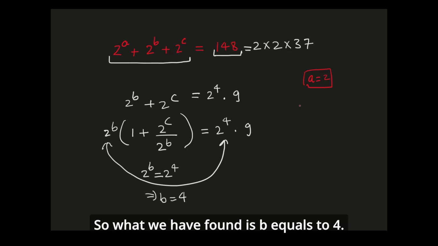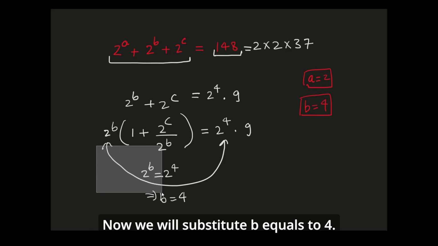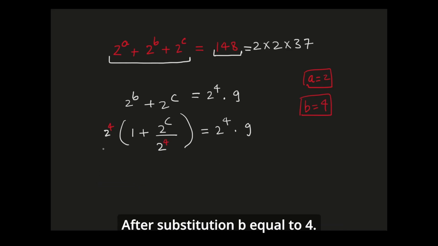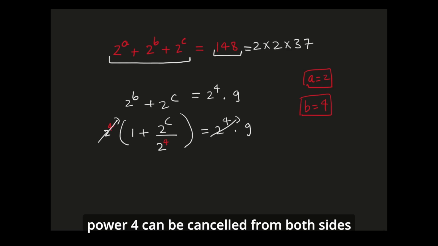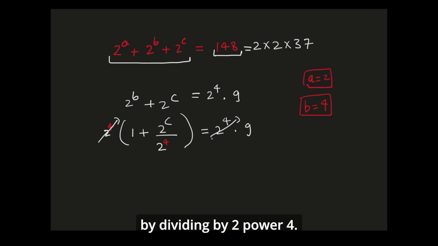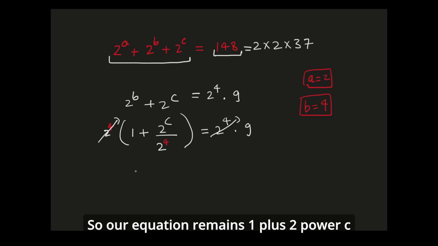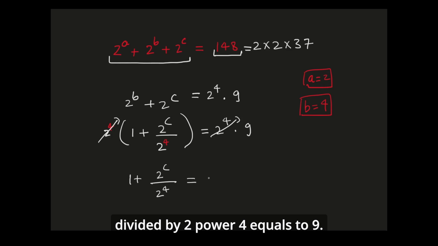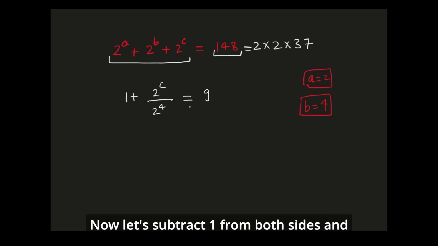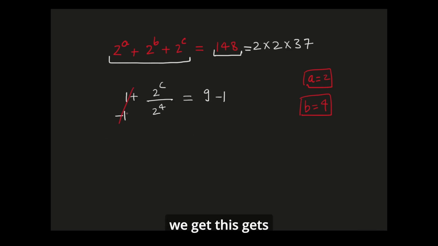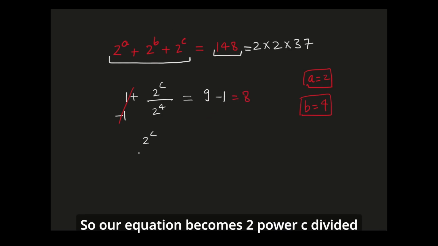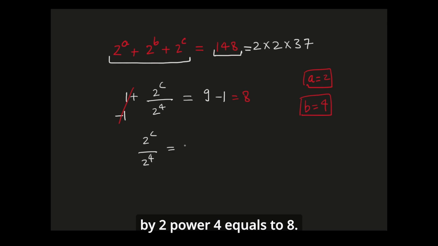So what we have found is b equals 4. Now we will substitute b equals 4. After substituting, we see that this 2 power 4 and this 2 power 4 can be cancelled from both sides by dividing by 2 power 4. So our equation remains 1 plus 2 power c divided by 2 power 4 equals 9. Now let's subtract 1 from both sides, and this gets cancelled and this equals 8. So our equation becomes 2 power c divided by 2 power 4 equals 8.